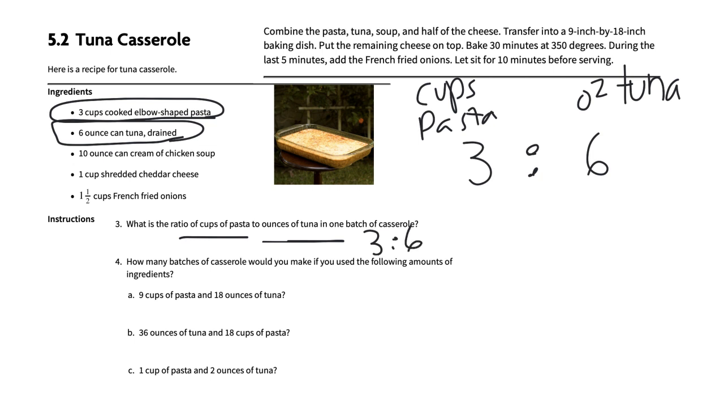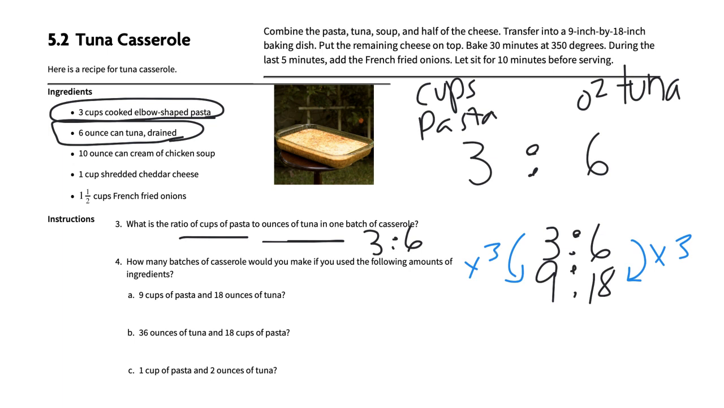There's our ratio. So then lastly, for question 4, how many batches of casserole would you make if you used the following amounts of ingredients? So if we used 9 cups of pasta and 18 ounces of tuna, how many batches is that? Well, we know that if the original was 3 to 6, and then suddenly we're jumping to 9 to 18, what did we do? It means we multiplied everything by 3. So we just made 3 batches of that casserole.